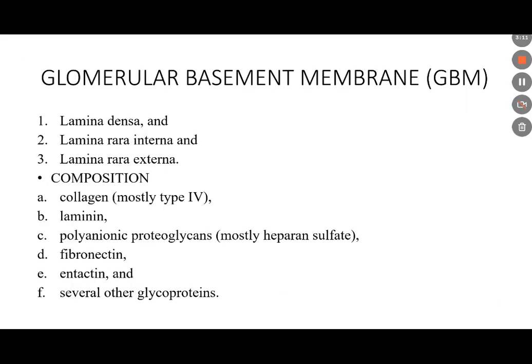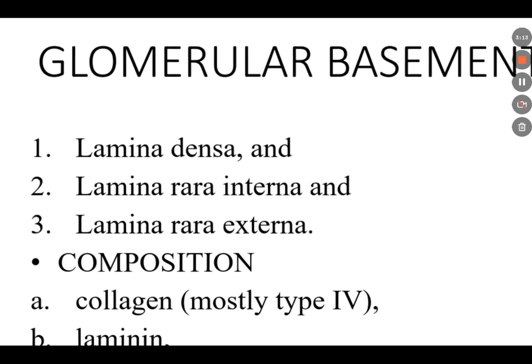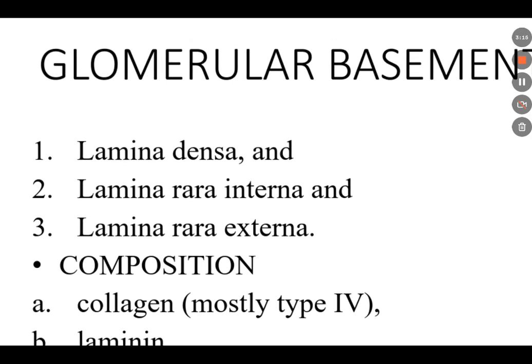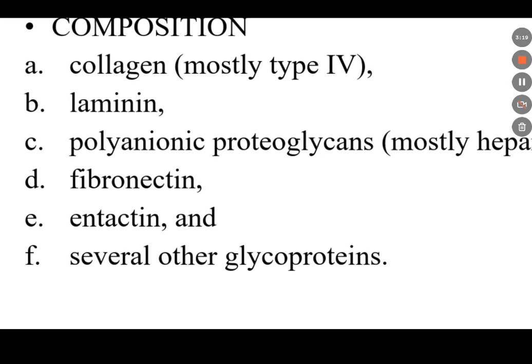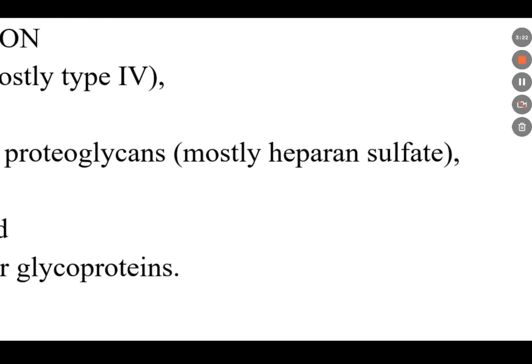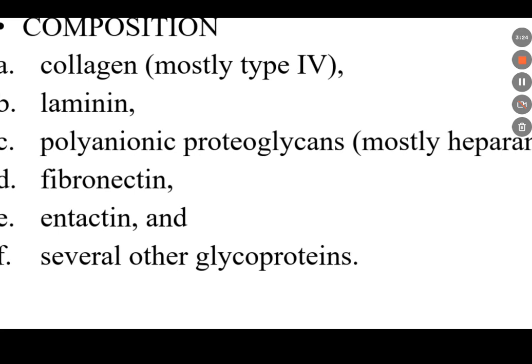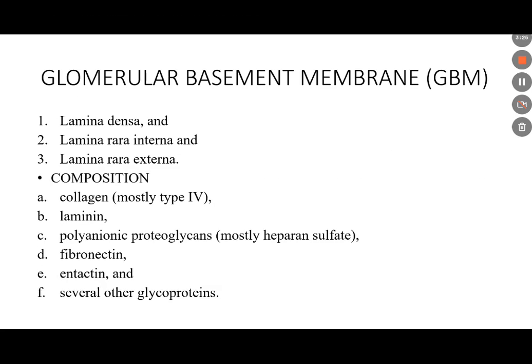The glomerular basement membrane itself is made up of lamina densa, lamina rara interna, and lamina rara externa, and it is composed of collagen, mostly type 4, laminin, polyanionic proteoglycans, mostly heparan sulfate, fibronectin, entactin, and other glycoproteins.